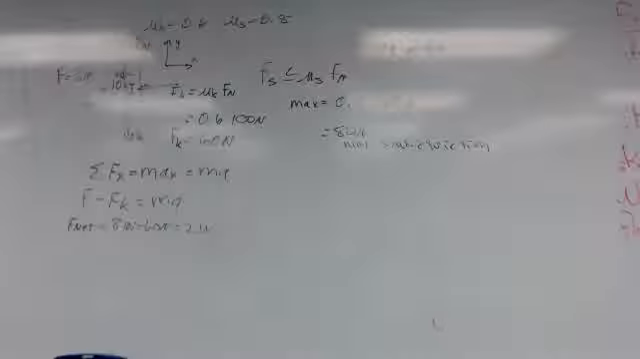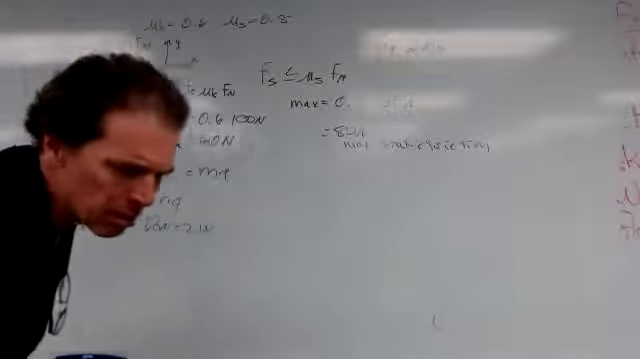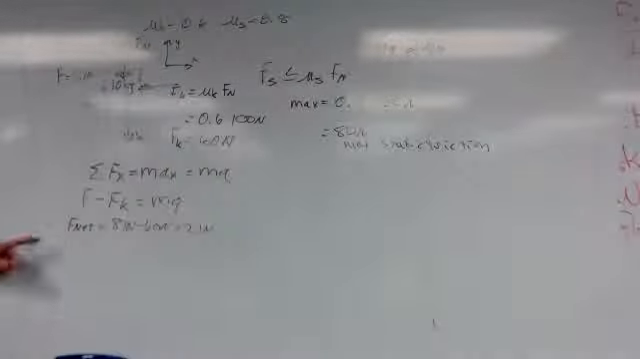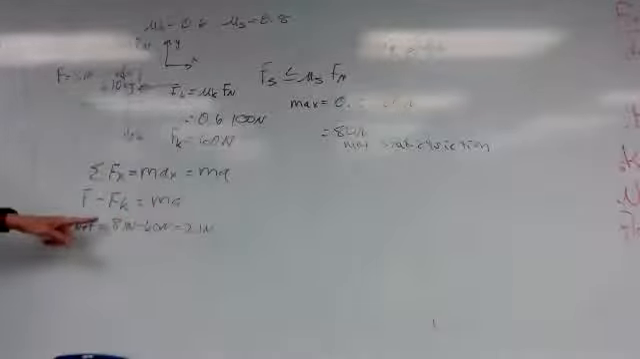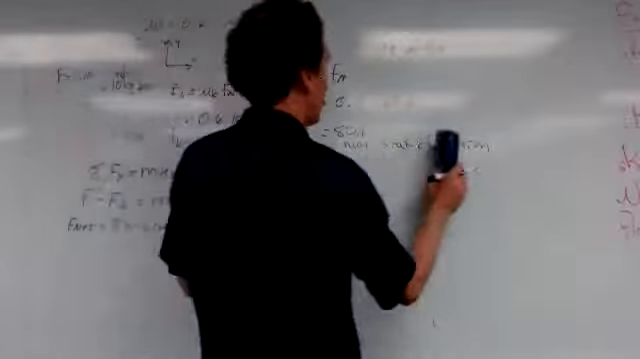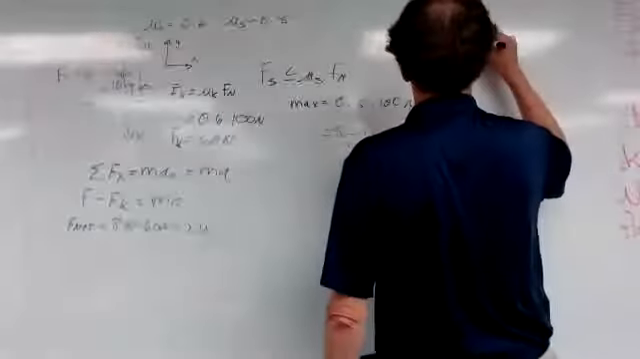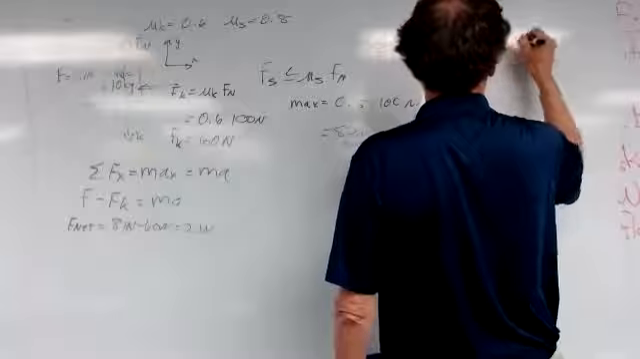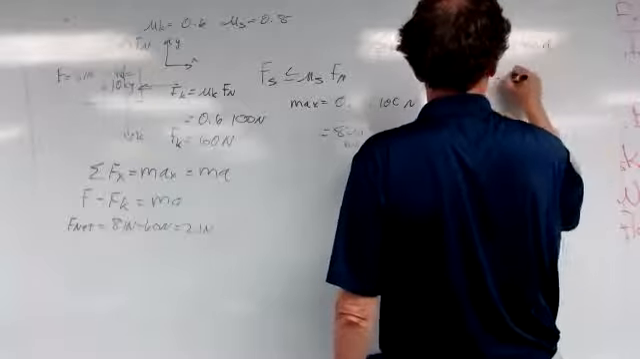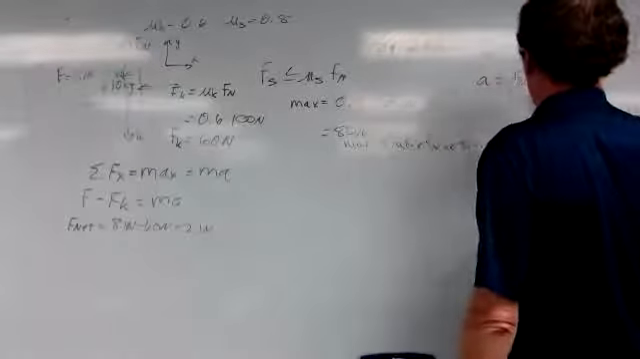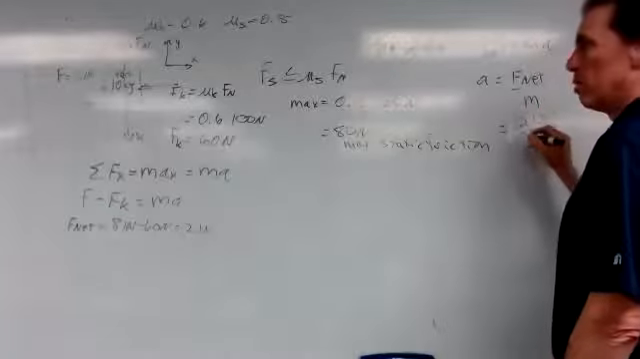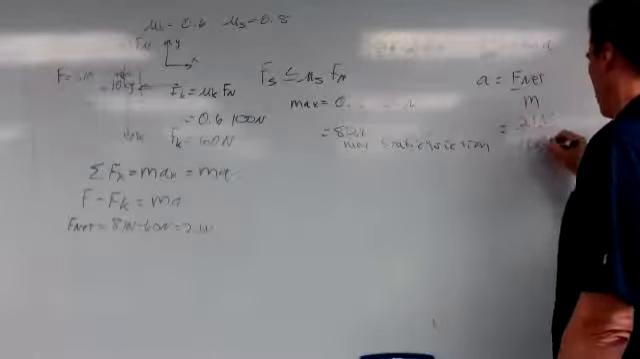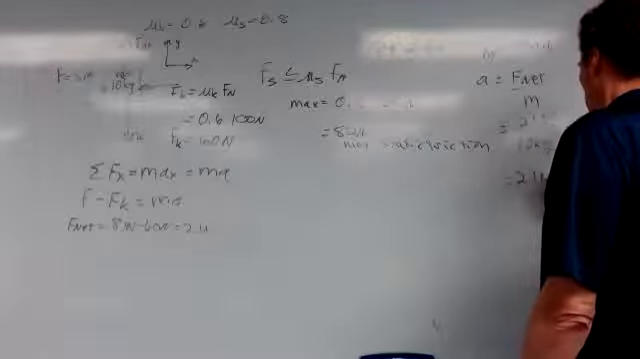Right? Yeah. Okay. So that's my net force. How do I figure out what the acceleration of my block is? So now I have this, right? I can say F net equals mass times acceleration. Acceleration is equal to F net divided by the mass. That's equal to 21 newtons divided by 10 kilograms, which is 2.1 meters per second squared.